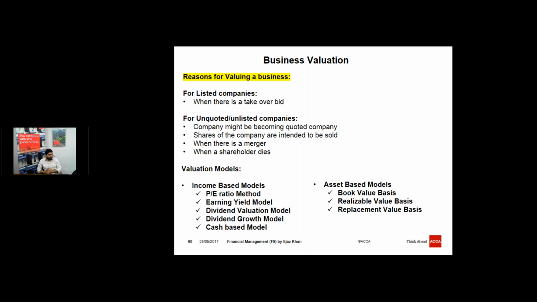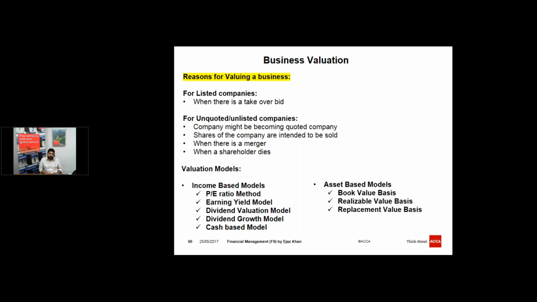You never use book values to value the company. Then we have another value called realizable value basis. We may use this model, but again, we don't use this model usually. And I will tell you where we use this model. But first, what this model is all about.